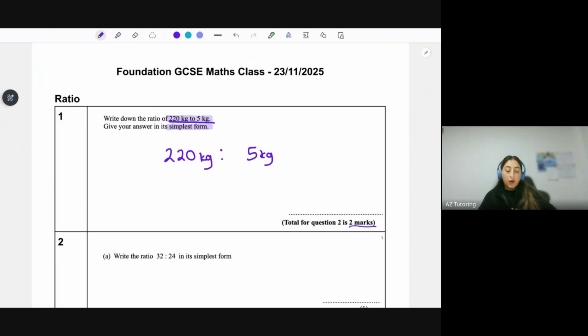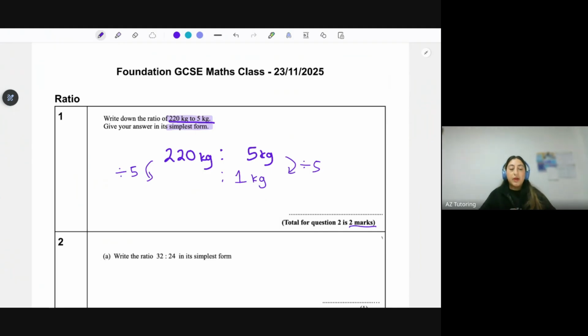So I'm going to find a common factor of both of them. I know both of them will divide by 5. So I'm going to divide this side by 5, and I'm going to divide this side by 5. 5 divided by 5 is just 1. It's going to be left as 1 kg.